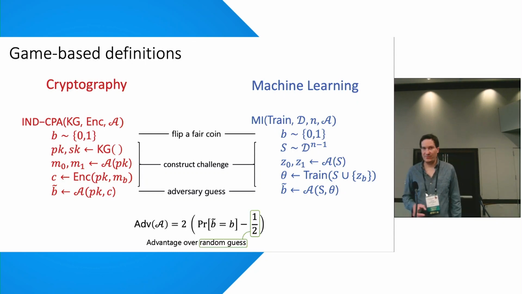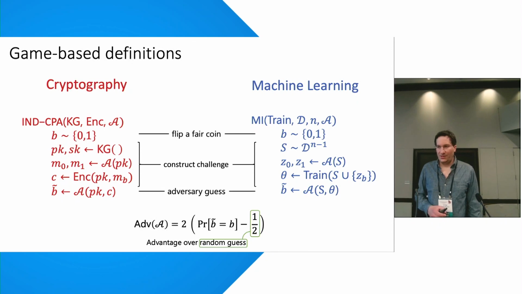So in both cases, we can measure adversary success in the same way, as the advantage of the adversary over a baseline. In this case, the baseline is a random guess, which is successful with probability exactly 1/2.